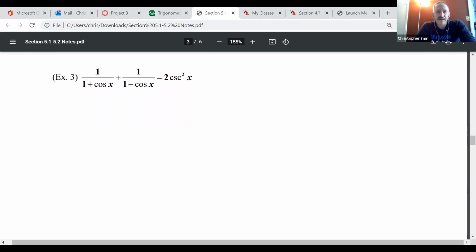Okay, so here, the left-hand side does look a little more complicated. The right-hand side looks pretty compact. We have two terms on the left and we want to turn that into one term on the right. So if we have two fractions we add together and want to turn them into one, do you have a strategy to do that, Ryan? Where we have two fractions, we want to turn them into one?